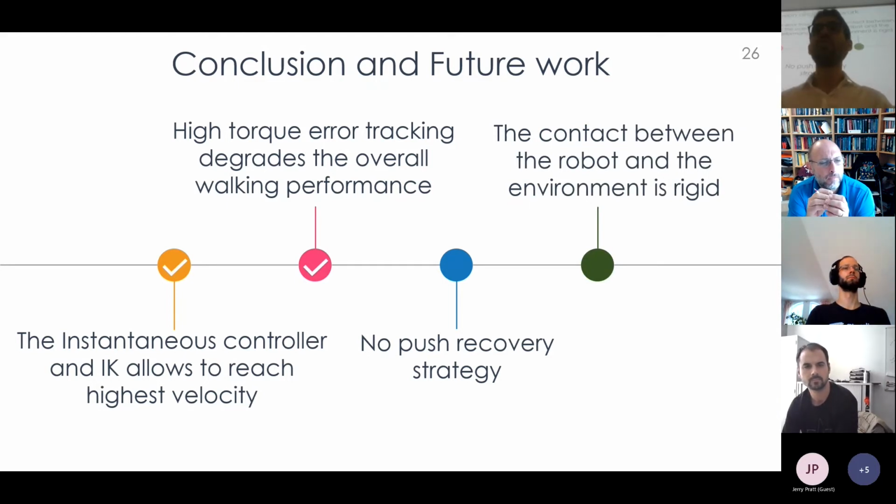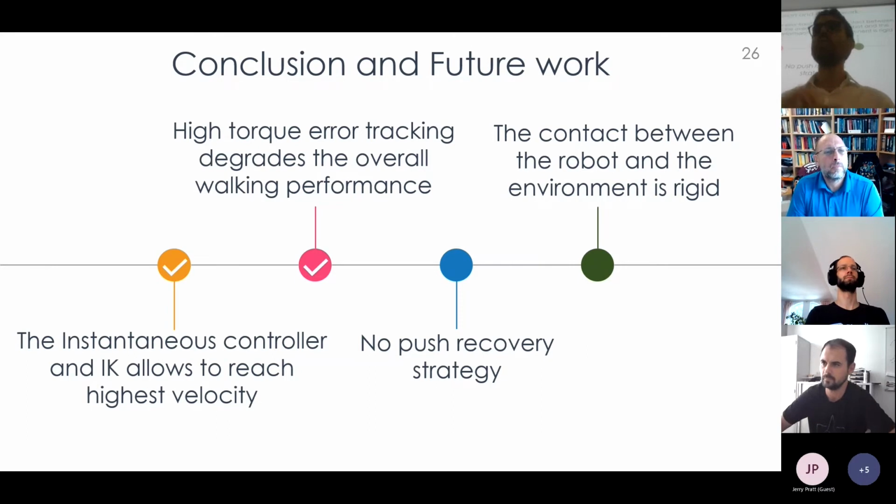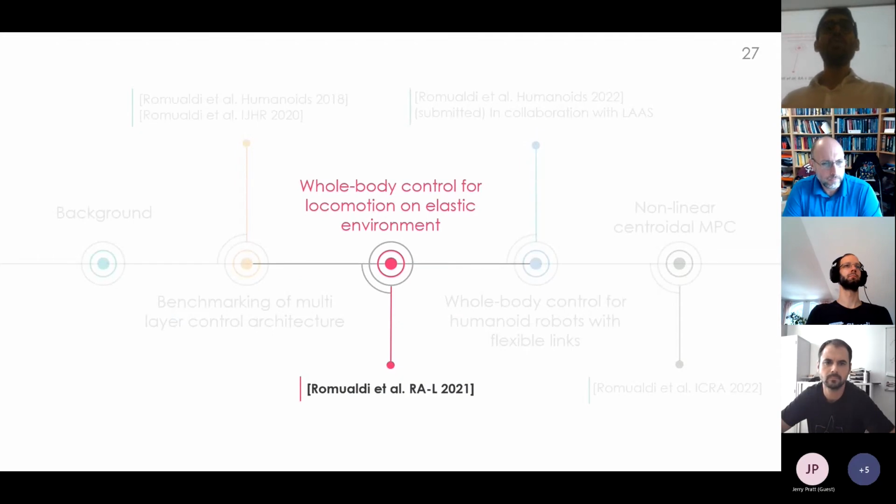Then this architecture has two main, let's say, limitations. The first one is that it doesn't consider any kind of push recovery strategy. And the second one is the fact that the contact between the robot and the environment is considered rigid. So these two points motivate the research that we are going to present in the next slides. Okay, so now I will present a whole body controller for locomotion in elastic environments. And this work has been published in the Robotics and Automation Letters.